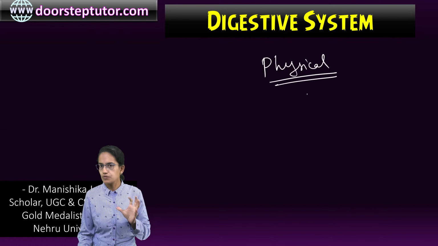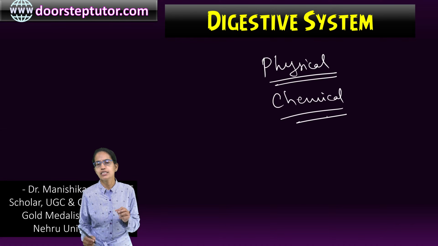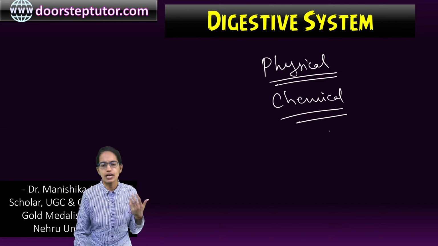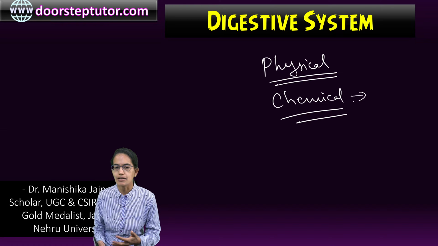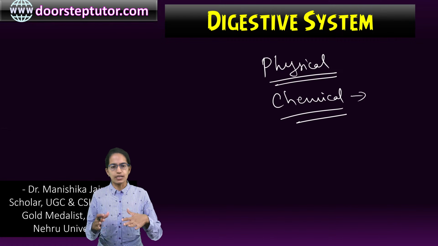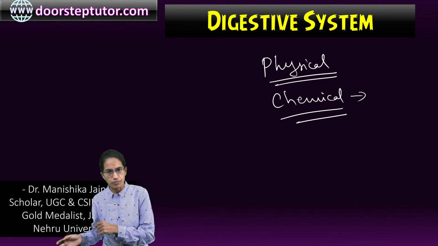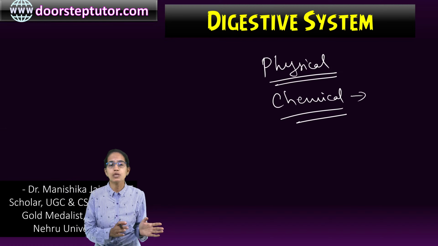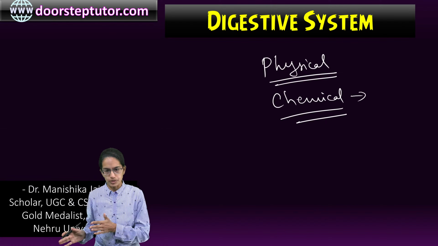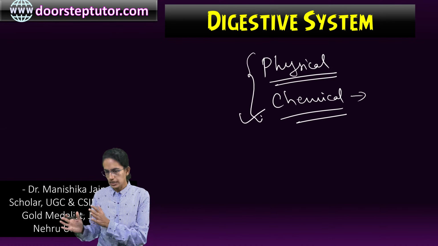One is called physical digestion. The second is called chemical digestion. Physical digestion is where the food particles are physically broken down, and chemical digestion occurs through the action of enzymes that act on the food material, because of which the food particles break down into simpler forms. For example, protein would break down into amino acids, fats would break down into fatty acids and glycerol, and starch would break down into simple sugars. So there are two important ways through which digestion actually takes place.